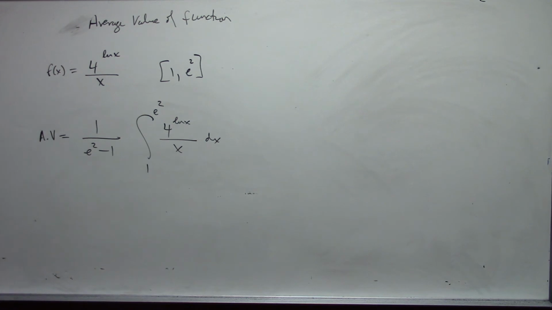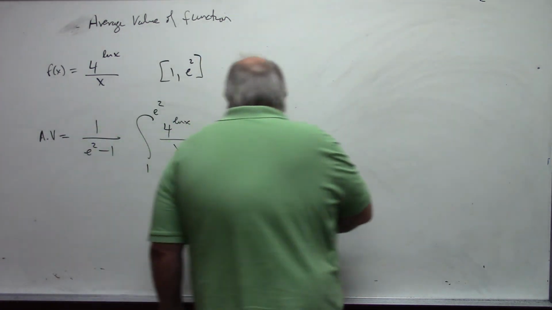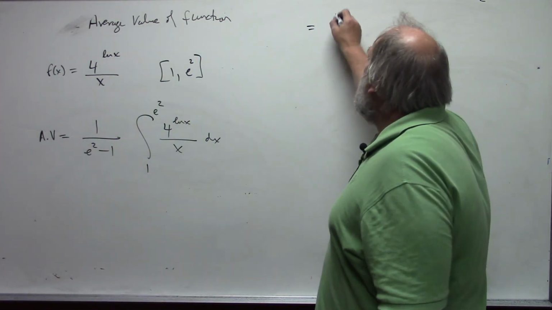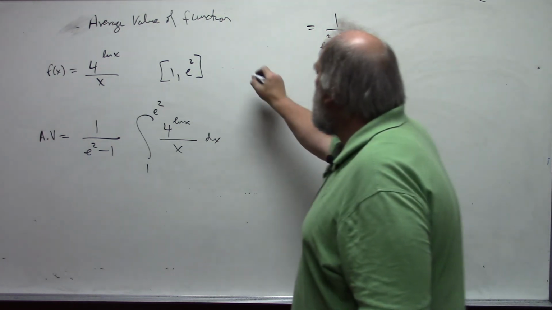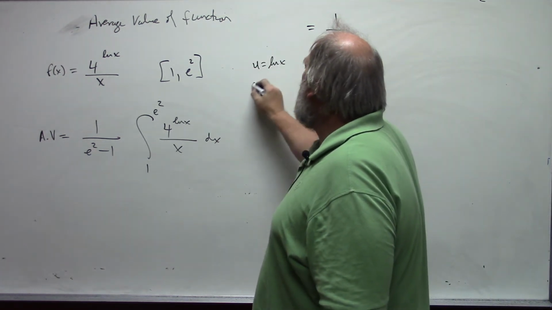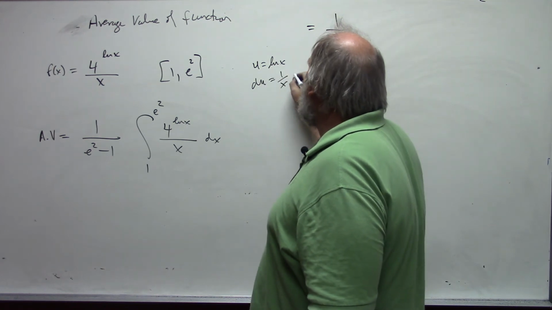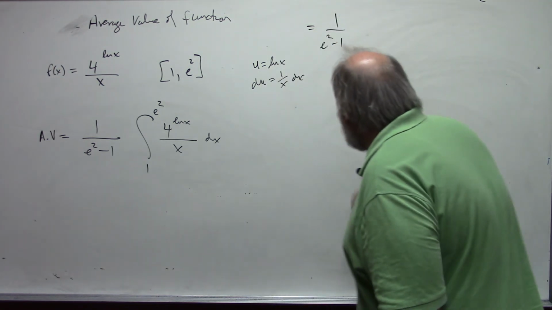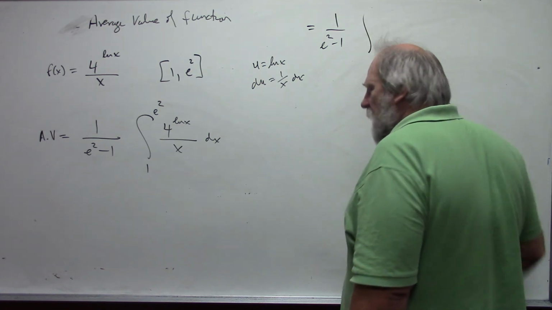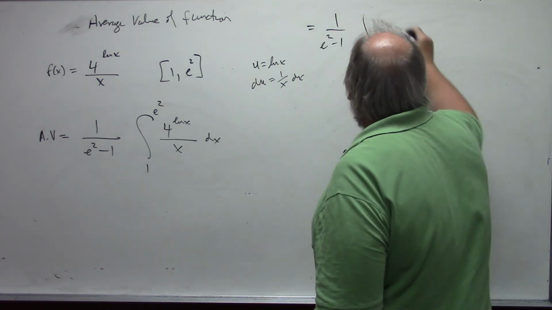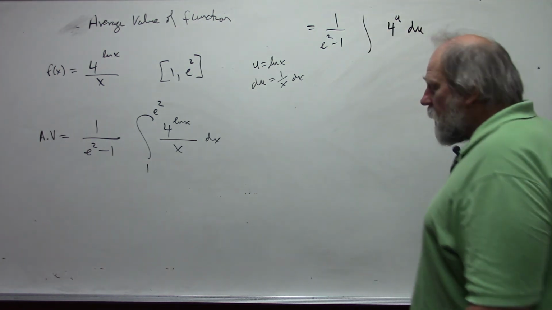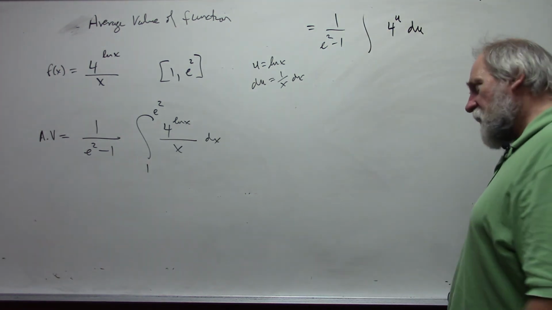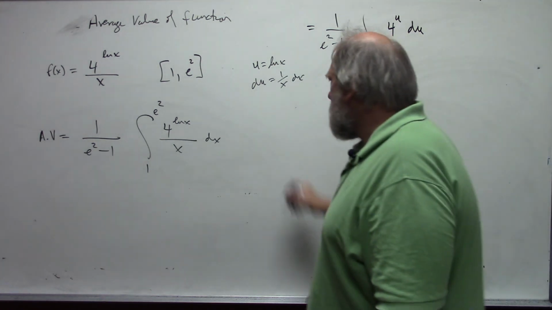This integral we need to use substitution on. If I let u be ln of x, du is 1 over x dx. The integrand becomes 4 to the u du. However, make sure you change the limits. Don't put those limits in there that we have. We have to change those.